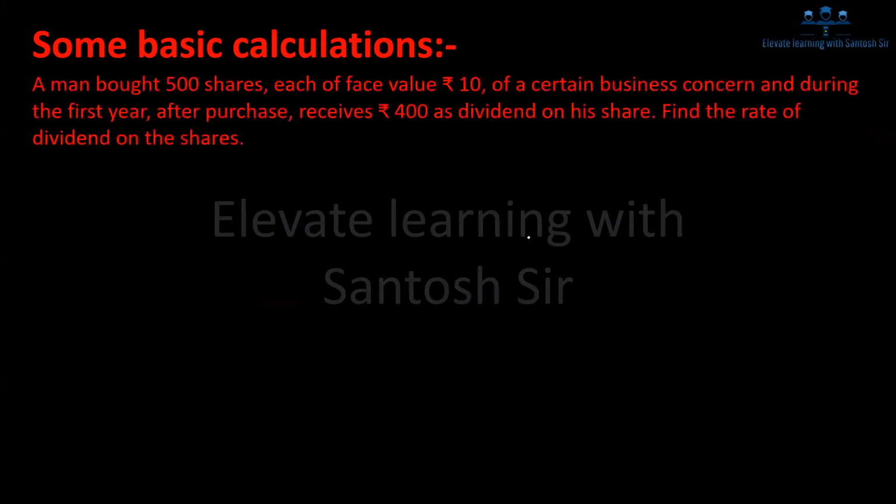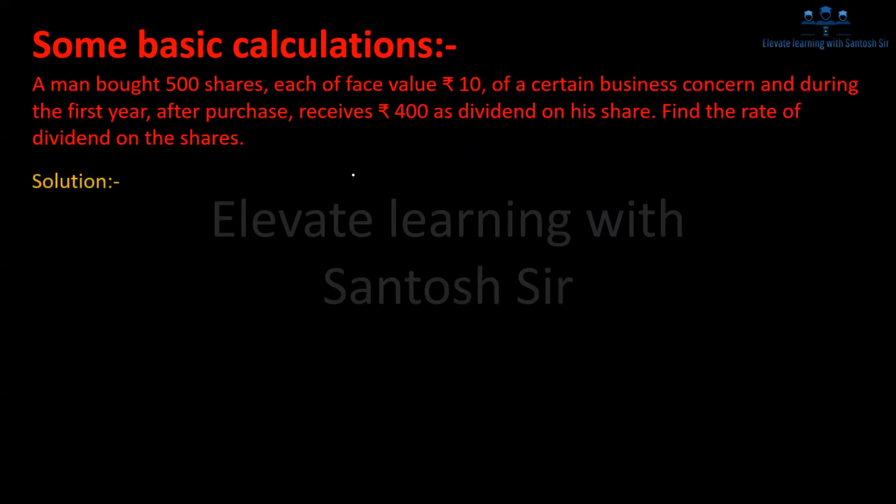A man bought 500 shares, each of face value rupees 10, of a certain business concern during the first year. After purchase, he receives rupees 400 as dividend on his share. Find the rate of dividend on the shares. What we have over here, we have number of shares, face value of share, and the dividend. We need to find the rate of dividend.